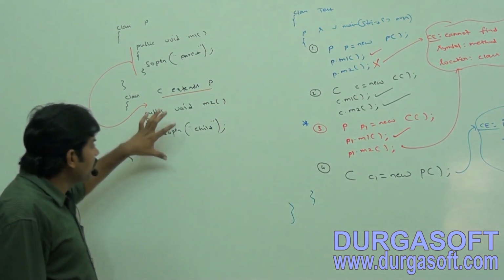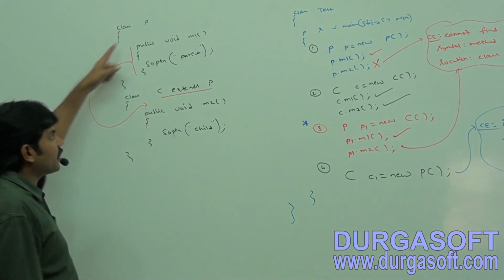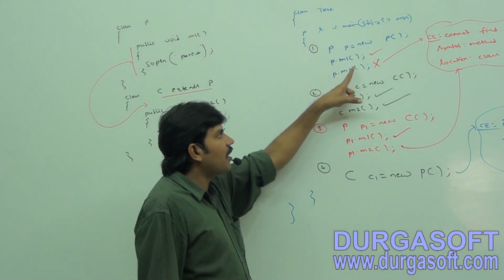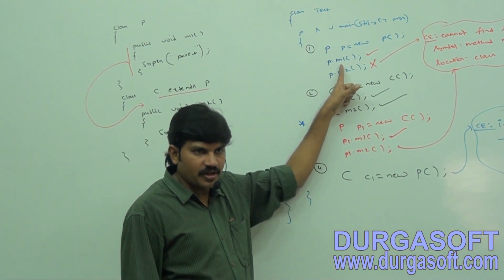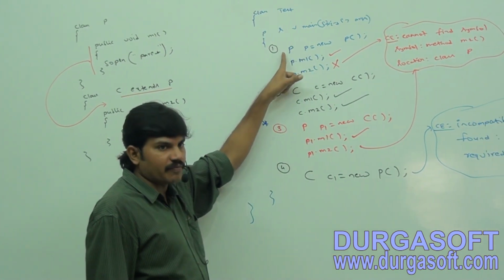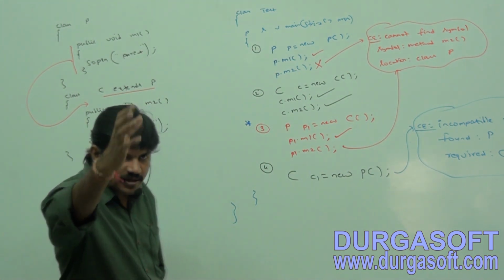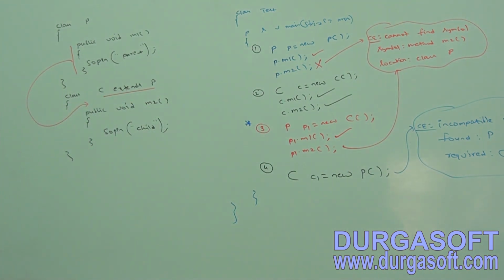Whatever methods child has are by default not available to the parent. That's why on the parent reference we can't call child specific methods. Are you getting it? P is what type of reference? Parent reference. We can't call child specific methods. Clear for all of you, right?